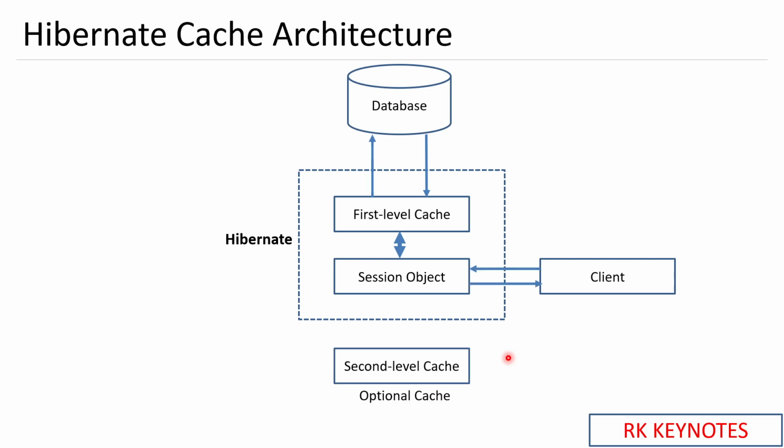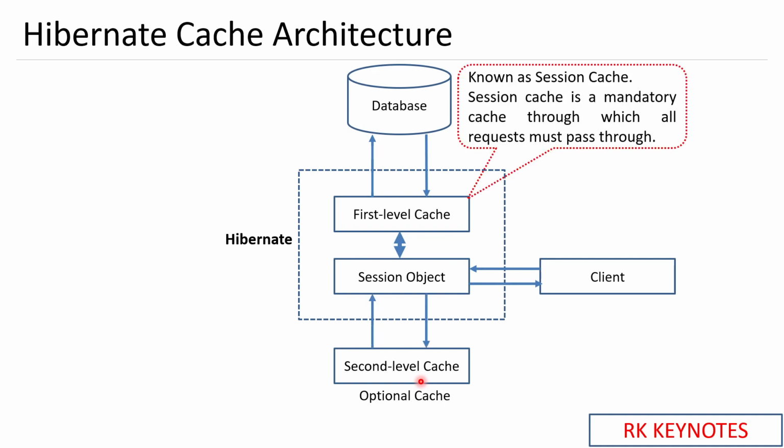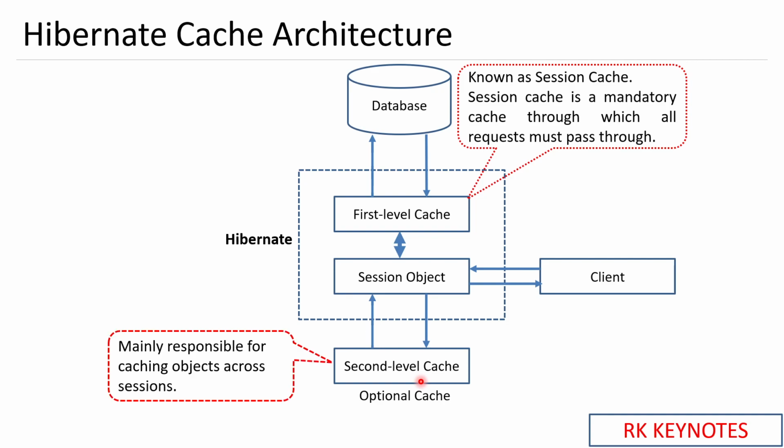So we have two levels of cache. You can see the database, the first level cache memory, and then the session object, and this is the client. And there is something called a second level cache memory. This is optional. Okay, so this I'll show you. If you want to have more cache memory space, we can change the settings and create that. So that I'll show you when we go for the demo. Now, this first level cache memory is optional. Sorry, it is mandatory, and the second level is optional.